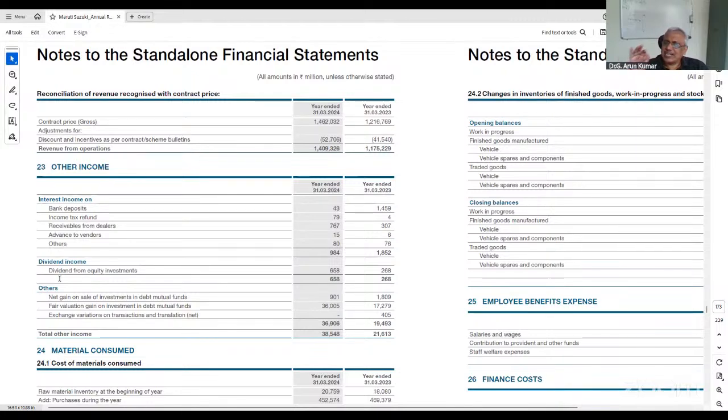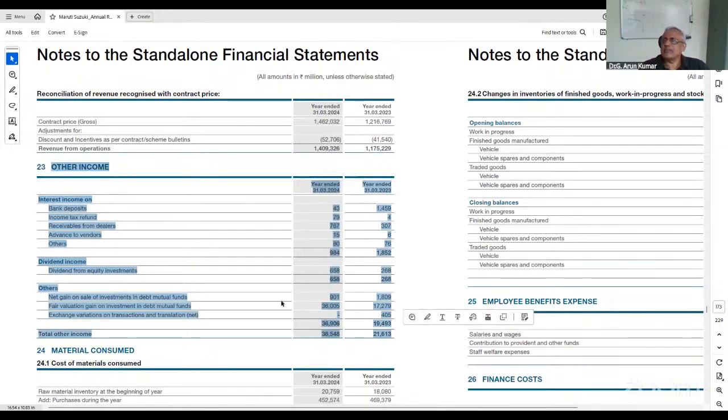When we say other income, these are all what we call non-operating, nothing to do with my operation. So, for example, as you see, on bank deposits I've earned interest. Income tax refund, I've got. Advance I've received from vendors. Dividend income on all my investments. Others, net gain from sale of debt fund, mutual fund, and so on and so forth. So what does it say? It gives me the details of all other income that I have.